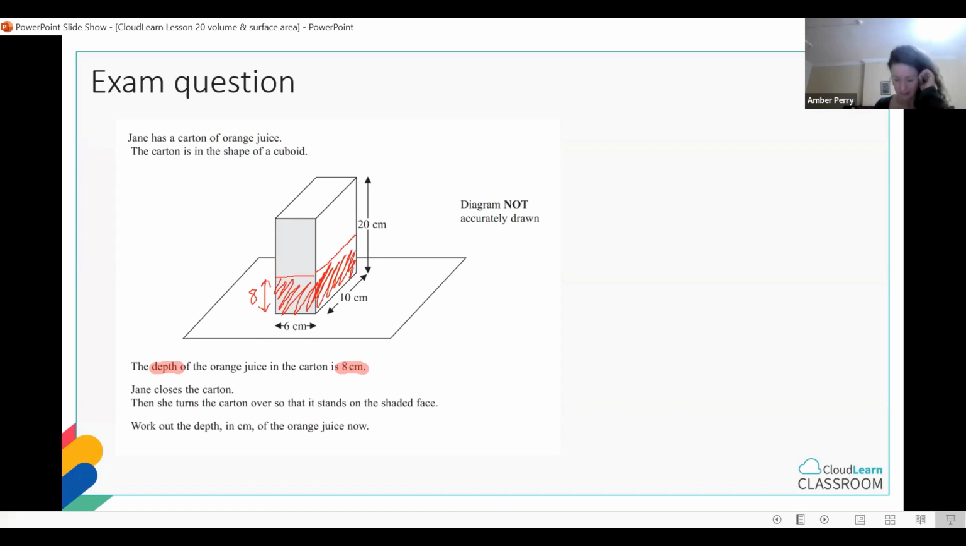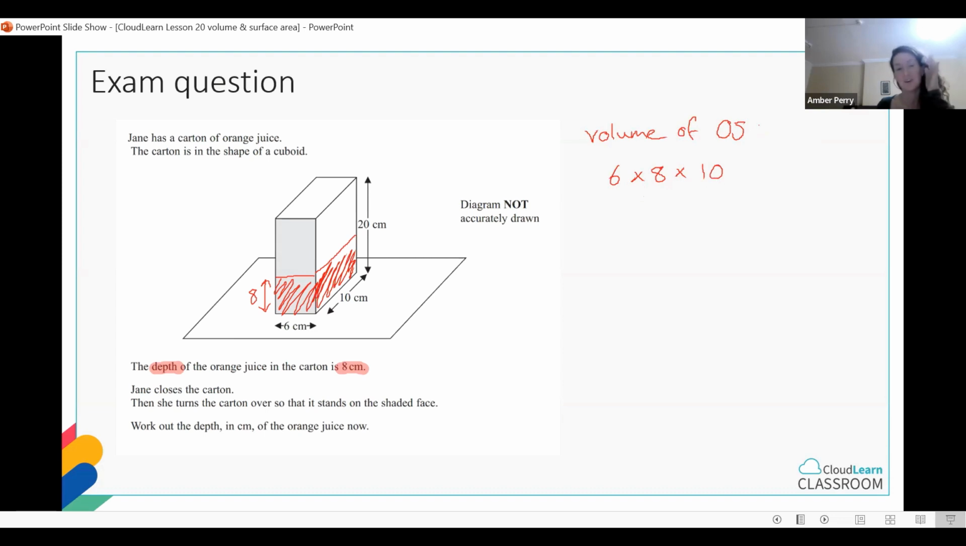Now, what's going to happen later is she's going to turn that carton over, and of course all the juice will go to the bottom. So what we really need to know is how much orange juice is in that carton. Okay, so that's going to be the volume. So it's a volume question. The volume of orange juice, the OJ, is going to be 6 times 8, and then multiplied by 10, okay? So we've got 6 times 8, the area of the cross-section, multiplied by the depth, 10. That's the volume.